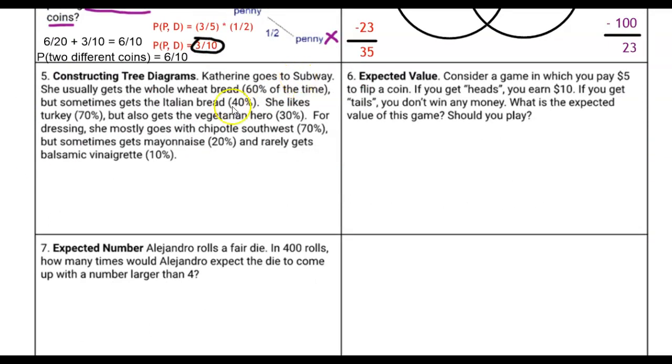Moving on to question 5. Catherine goes to Subway. She gets the whole wheat bread 60% of the time, sometimes the Italian bread 40% of the time. She gets turkey and vegetarian, that's 70 and 30. And then for dressing, Chipotle Southwest, mayonnaise, or balsamic vinaigrette. So it seems like there are 3 different events here. We have one event which is type of bread, one event which is type of sandwich, and then one event which is type of dressing.